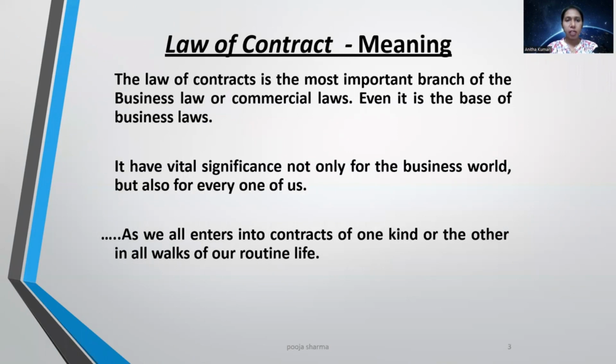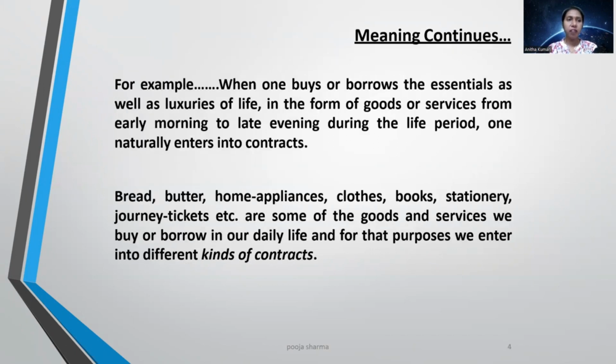Law of contract, meaning: the law of contract is the most important branch of business law or commercial law. It is even the base of business law. It has a vital significance not only for the business world, but also for every one of us, as we all enter into a contract of one kind or another in our daily and routine life. Every day we are entering into a contract with one person or another.